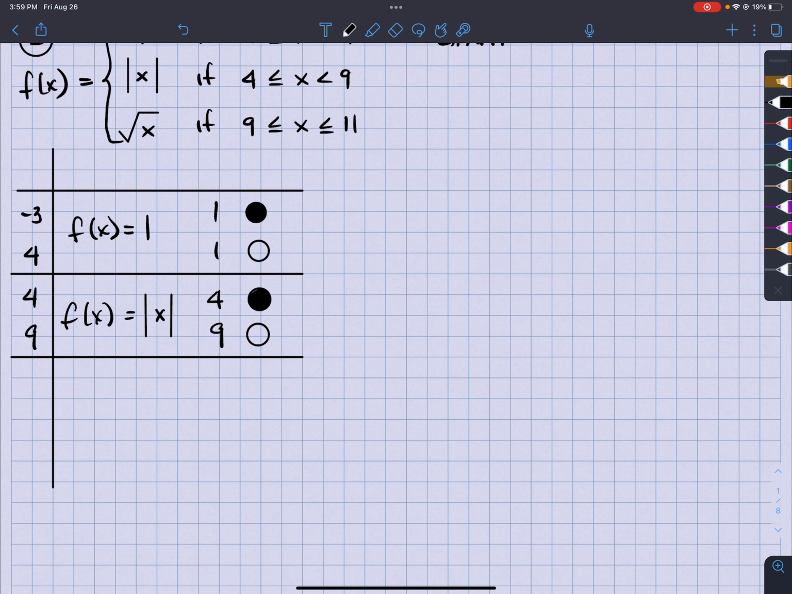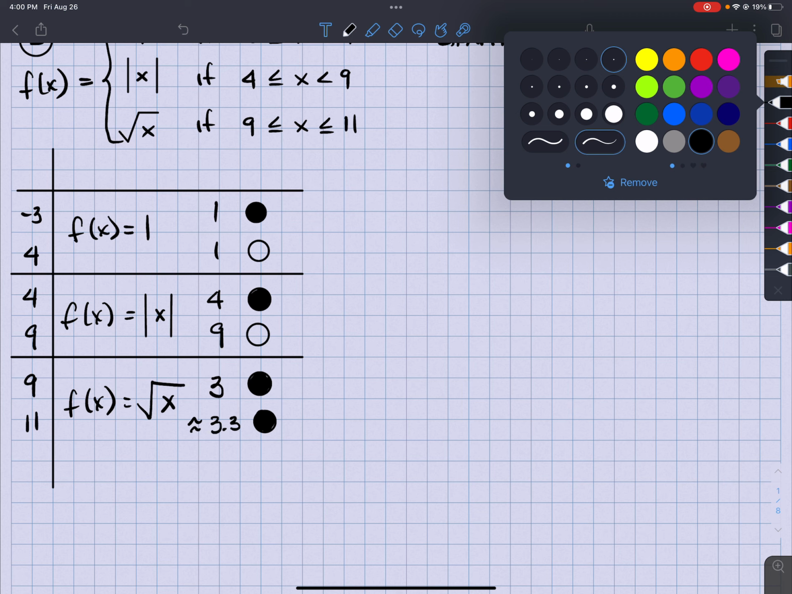And then last but not least, from 9 to 11, f of x is equal to the square root of x. The square root of 9 is 3, and that is going to be a closed circle. And then the square root of 11 is about 3.3. Now, realize that the square root of x is actually going to be a little curved, whereas the first two are going to be straight lines.